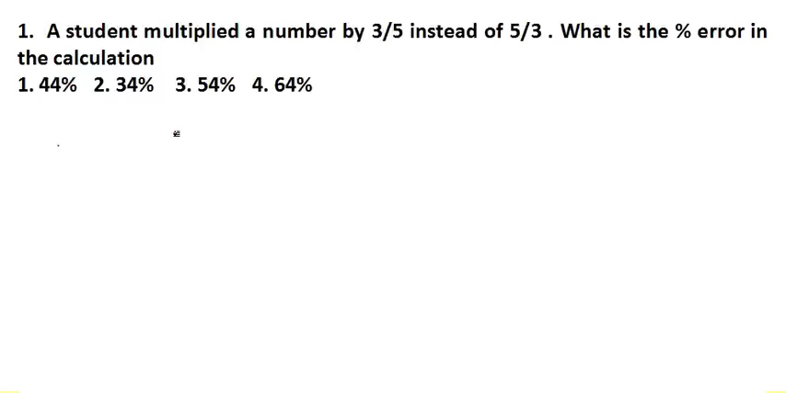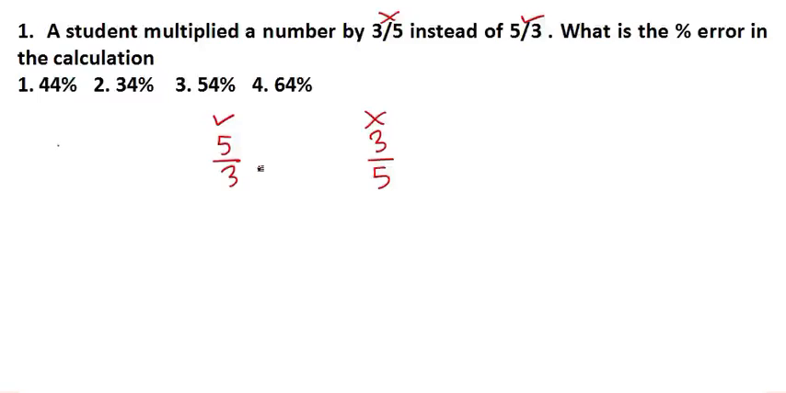Here the question states that a student multiplied a number by 3 by 5 instead of 5 by 3. It means that a student has to multiply a number by 5 by 3, but he mistakenly multiplied that number by 3 by 5. So this is supposed to be the right one and this is wrong. Okay, so it is asking what is the percentage error. Whenever you get this type of question, do one thing. You write 5 by 3, this is supposed to be multiplied, but he mistakenly multiplied by this number.